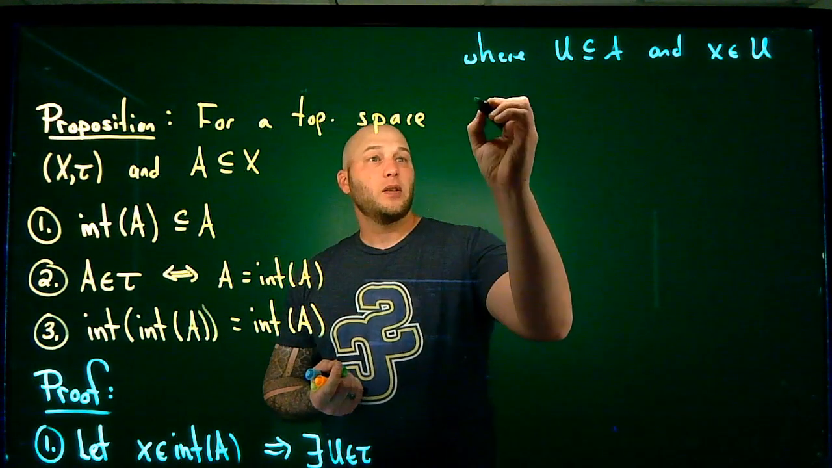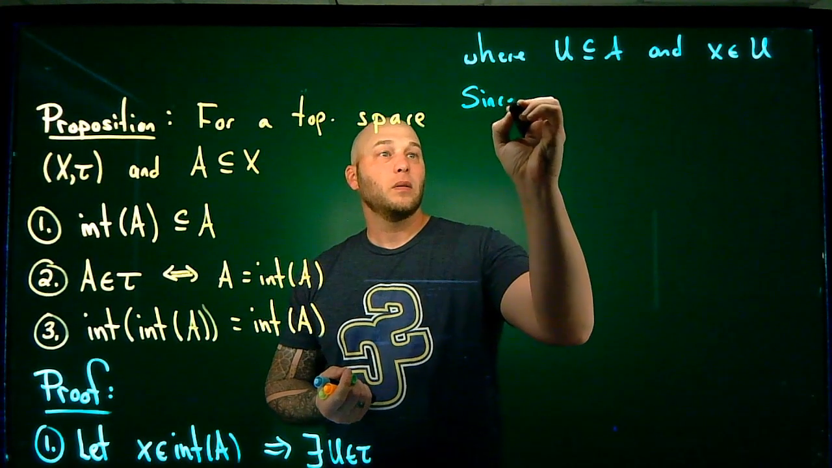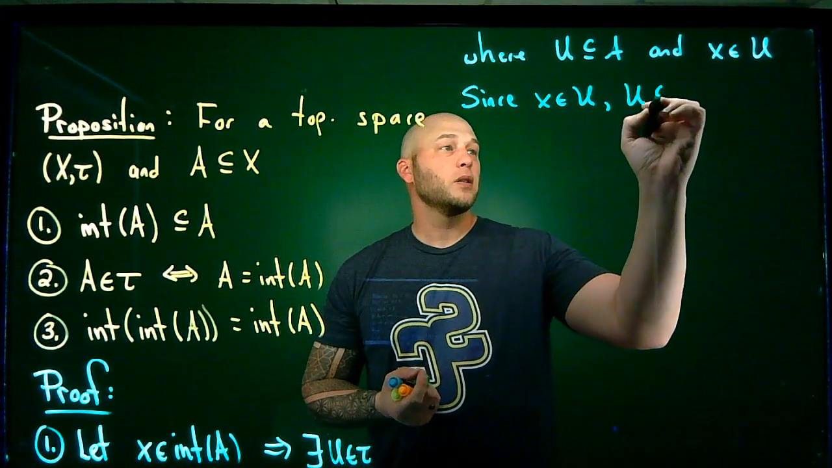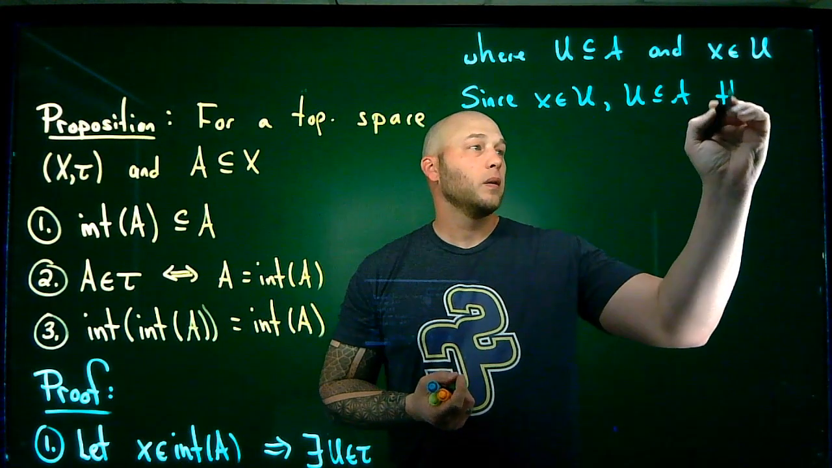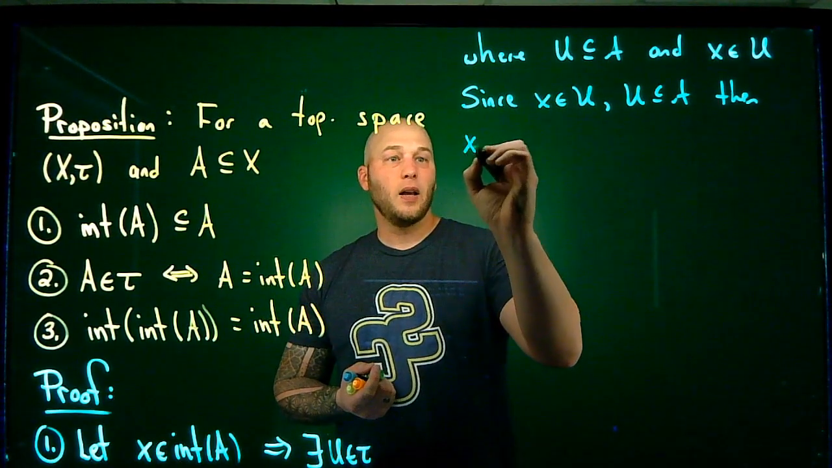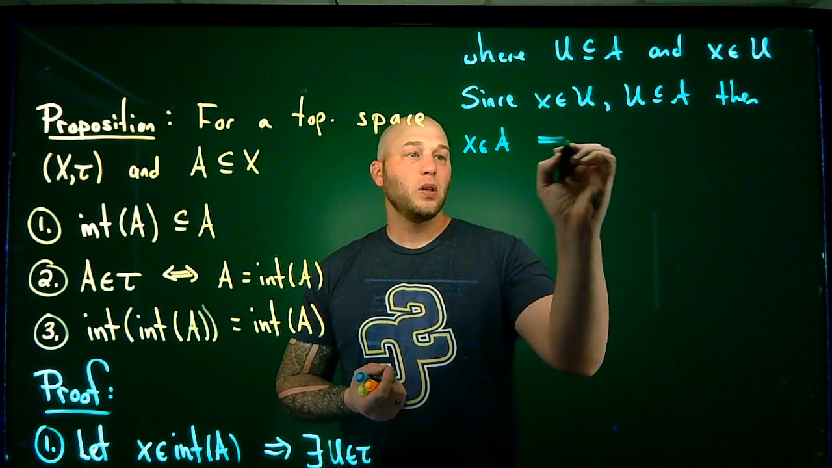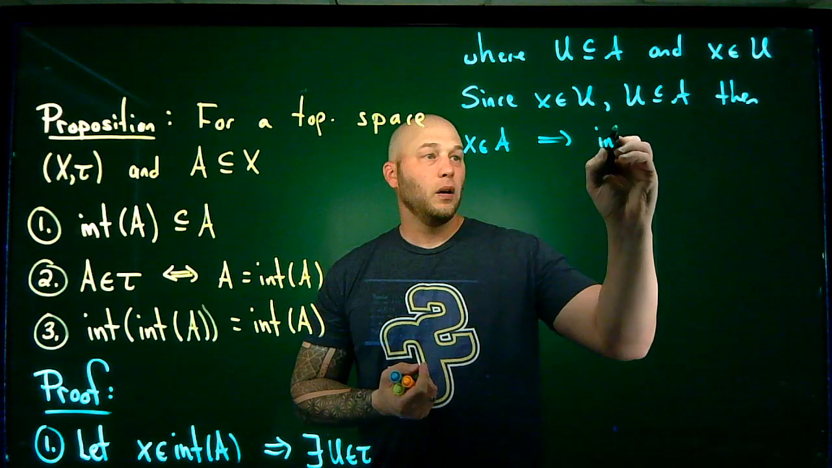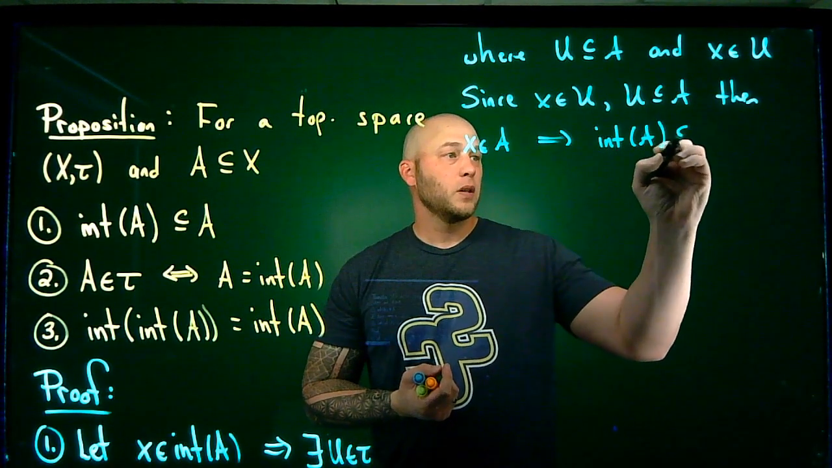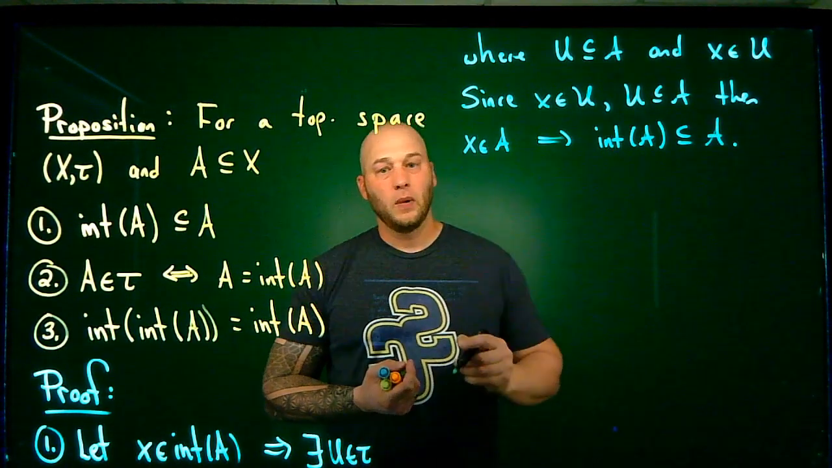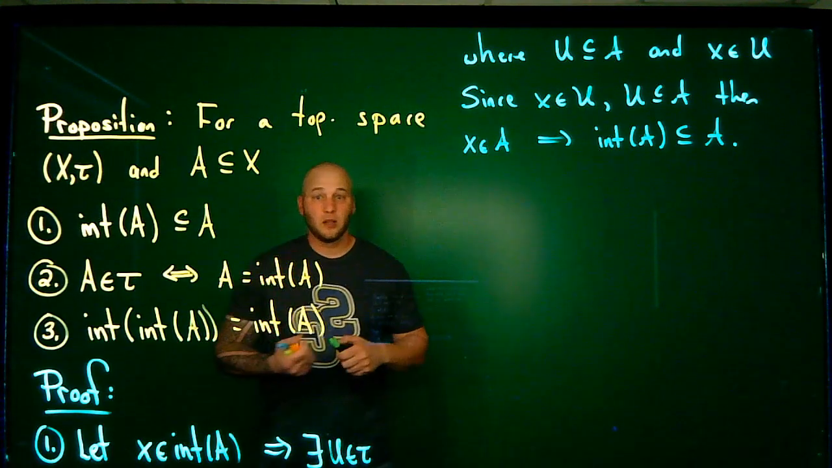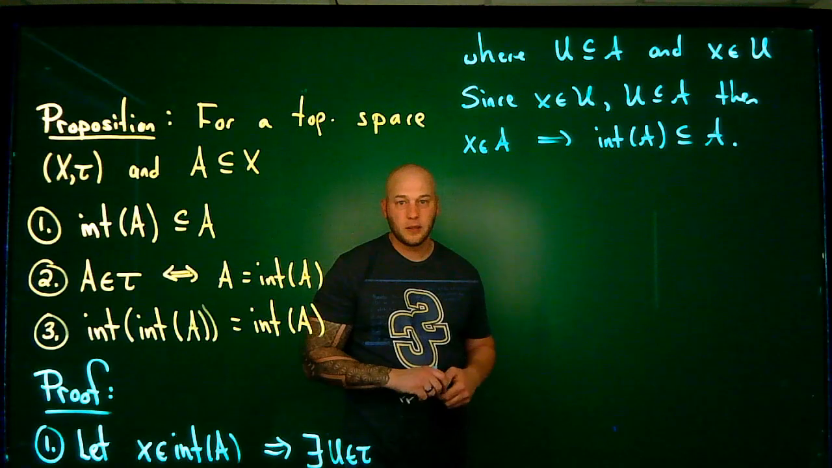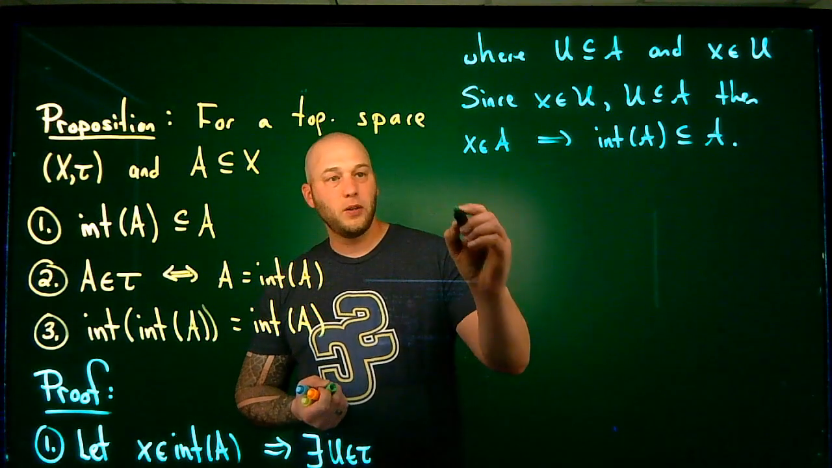But since x is an element of U, and U is a subset of A, then of course x is an element of A, which implies the interior of A is contained in A. Again, the interior consists of a union of subsets of A, so clearly it's going to have to be a subset of A.